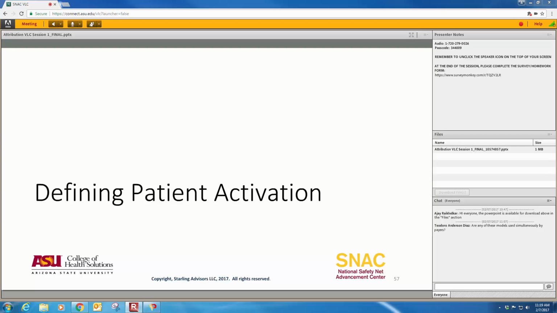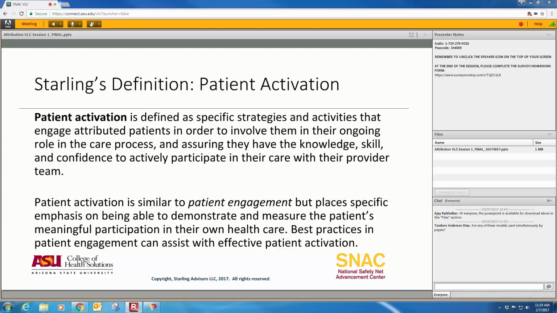I'm going to move ahead into defining patient attribution and activation. And we're going to spend a little bit less time here because this will be a topic that we pick up again in the 4th and 5th weeks of the presentation. But we wanted to leave you with a definition. Patient activation is defined as a set of specific strategies and activities that engage attributed patients in order to involve them in their ongoing role in the care process and assuring that they have the knowledge, skill, and confidence to actively participate in their care with their provider team.